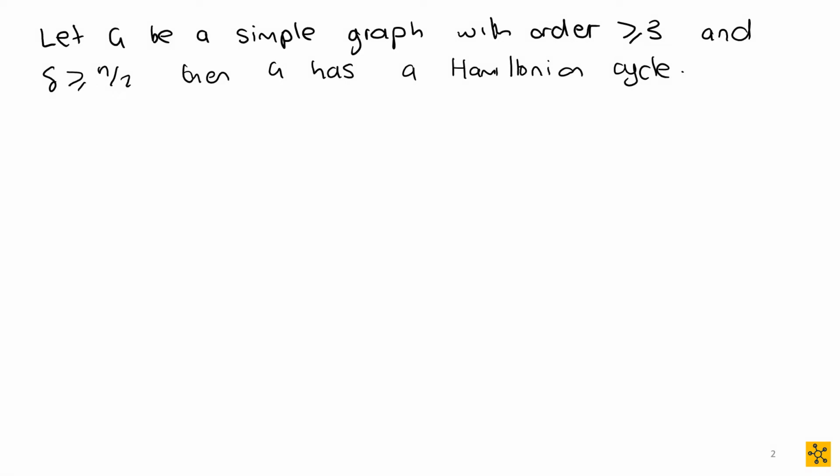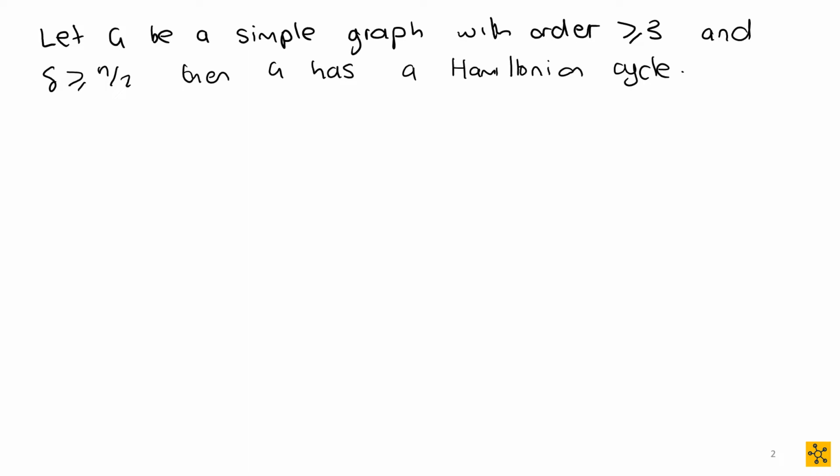Okay, so you're going to be looking at Dirac's theorem, and Dirac's theorem basically says if G is a simple graph with an order greater than or equal to 3, and the minimum degree value of all your vertices is at least n over 2, then G has a Hamiltonian cycle.